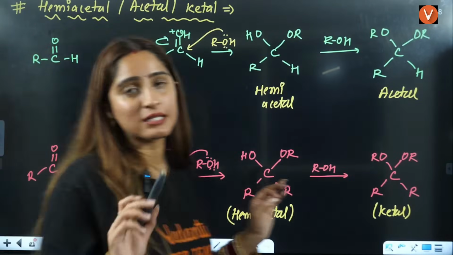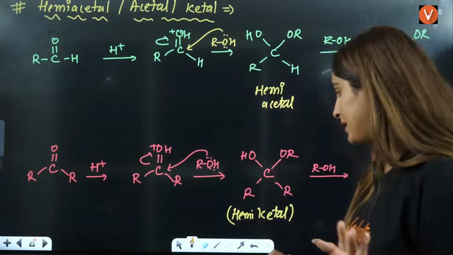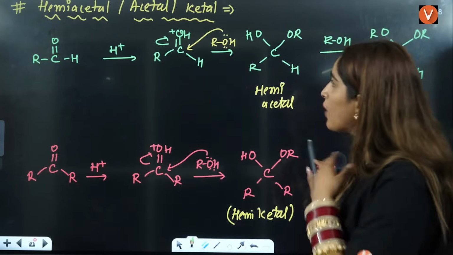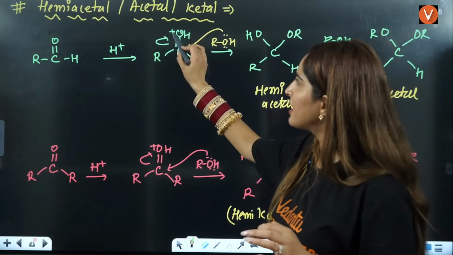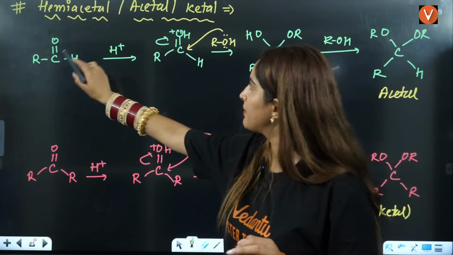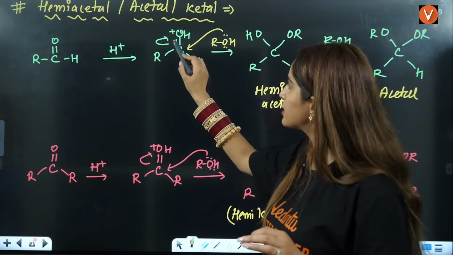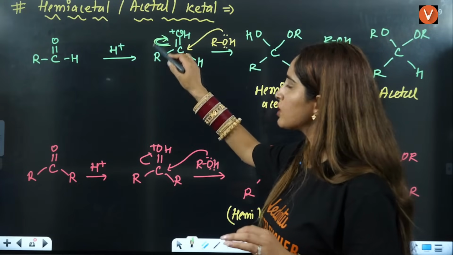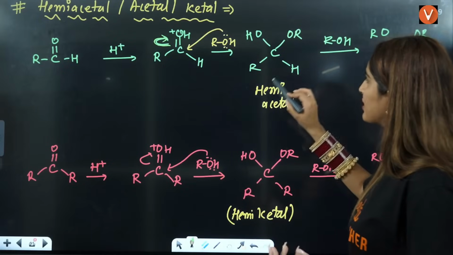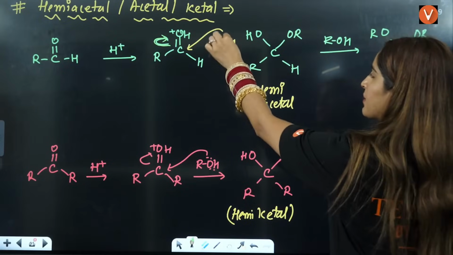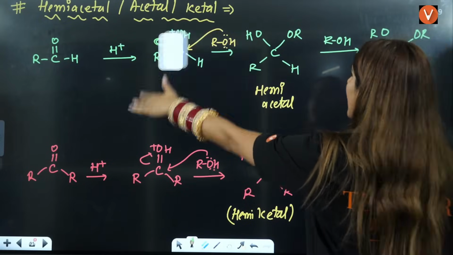This is hemiacetal, acetal, ketal, and hemiketal. So when you have an aldehyde, you give H positive here. This H positive will be there with this oxygen. This will take away these electrons from here, because oxygen can't have a positive charge. Then you will have the formation of this hemiacetal here, because one more ROH group will attach here.